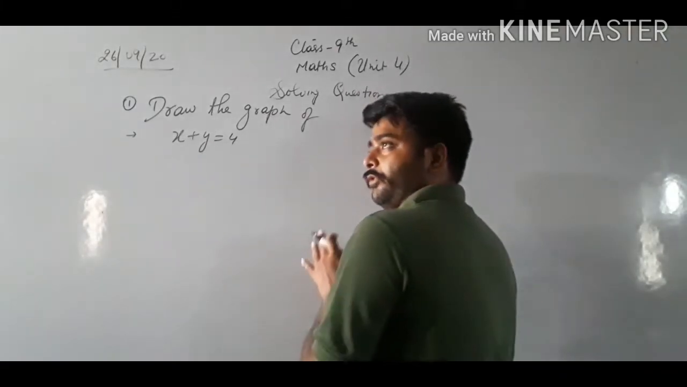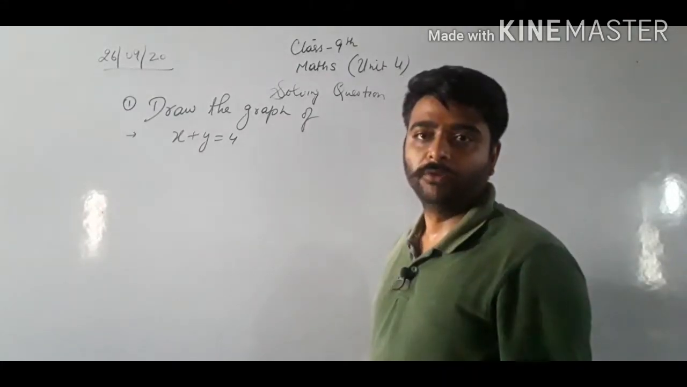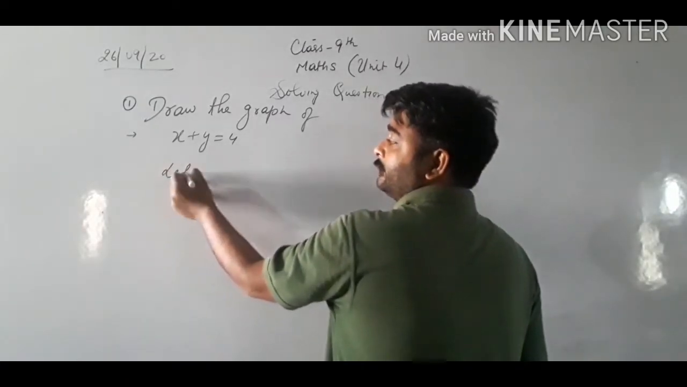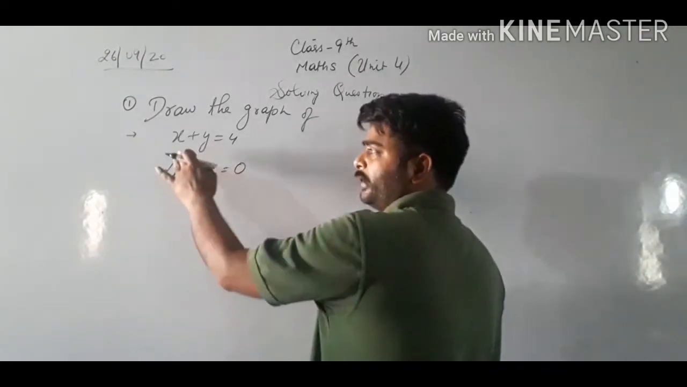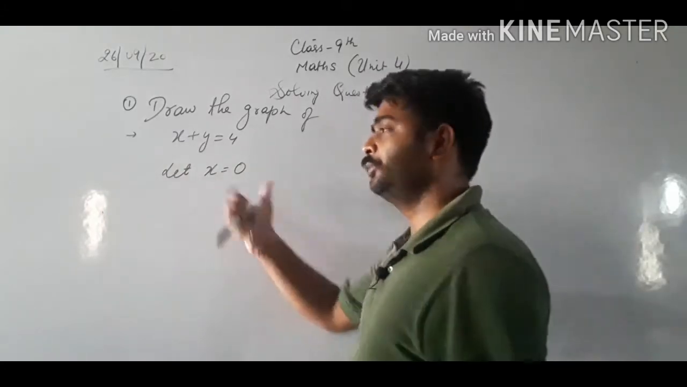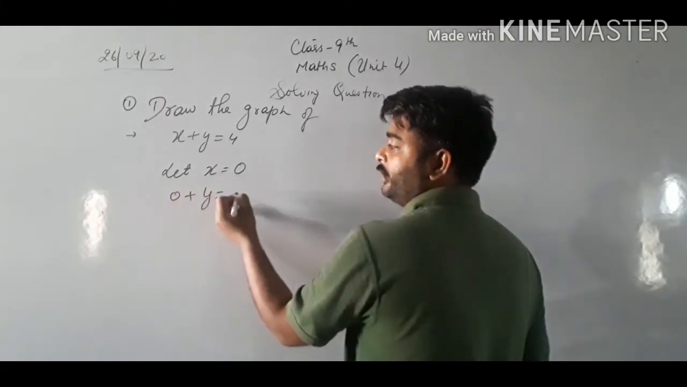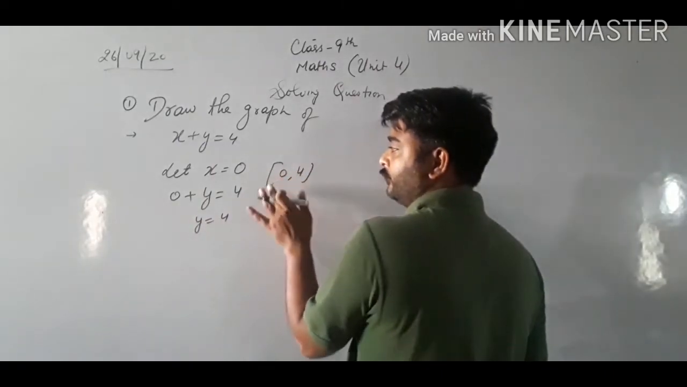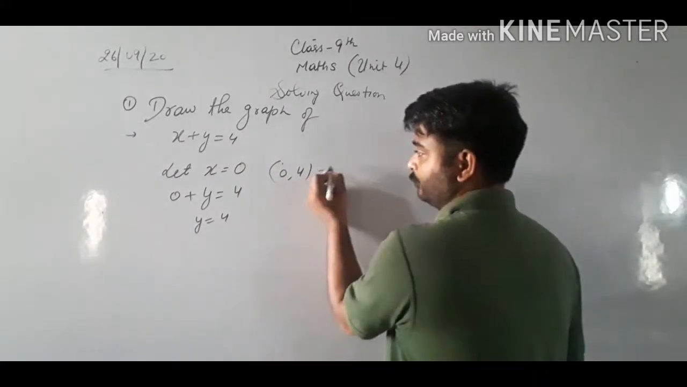Now, first of all, to draw this equation in a graph, we need solutions. So class, to find the solution, let me assume that x is 0. You can assume any value; you can assume x or you can assume y. So I am assuming x equals 0. Then 0 plus y equals 4, so y equals 4. The solution is (0, 4). This is a first solution.